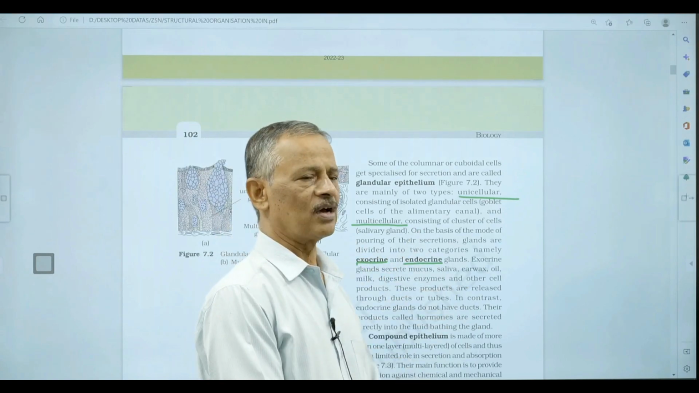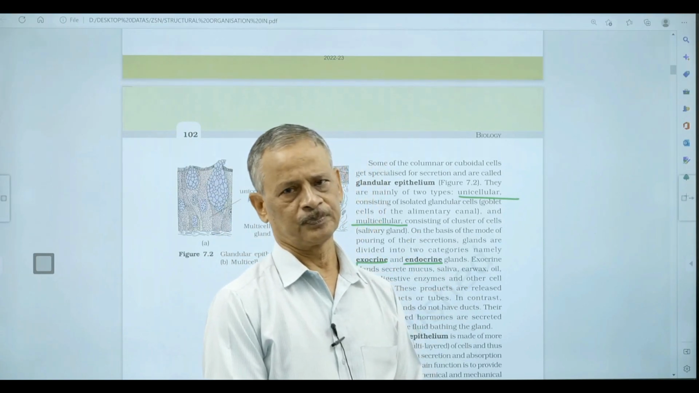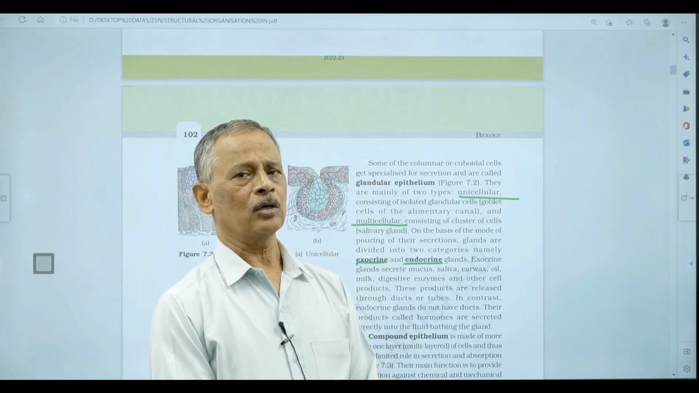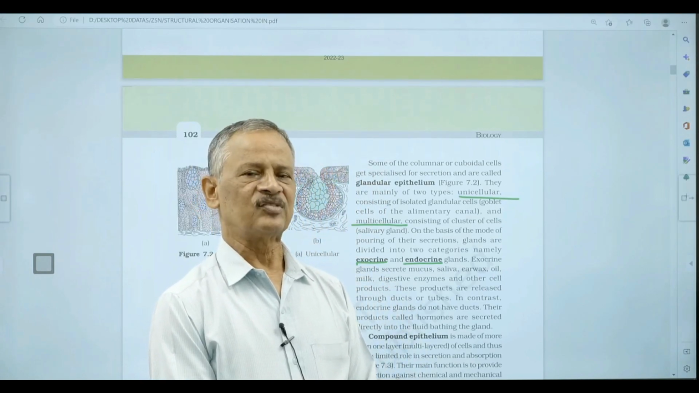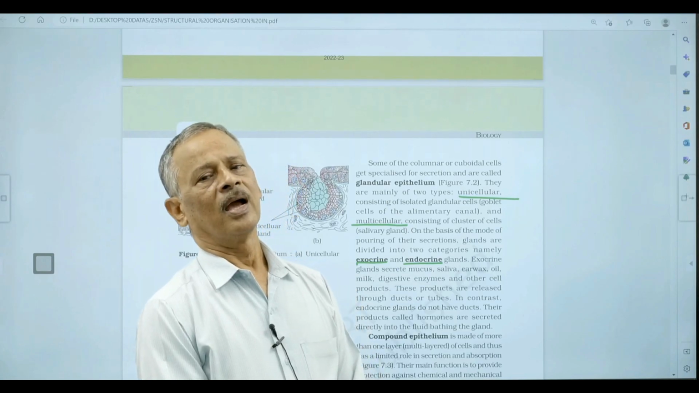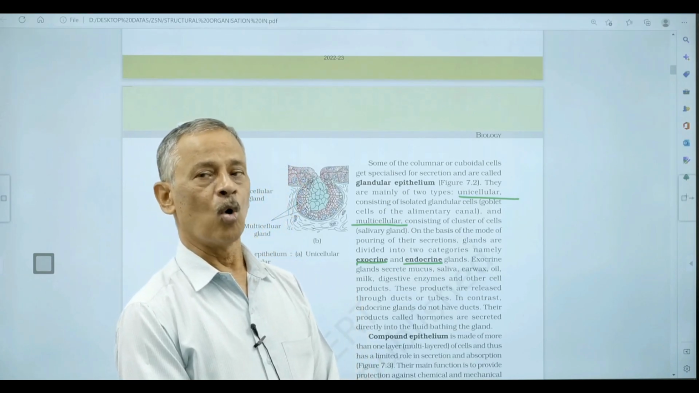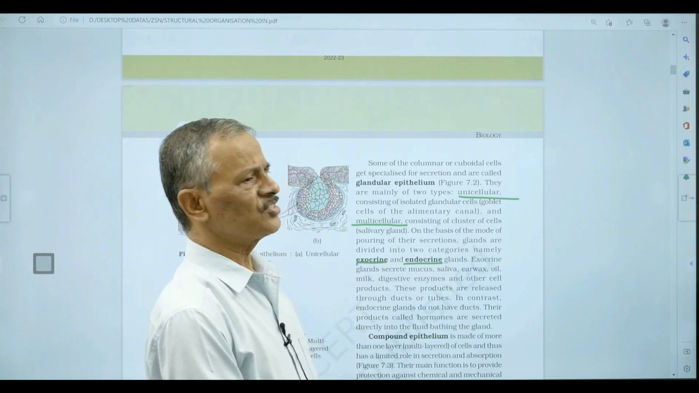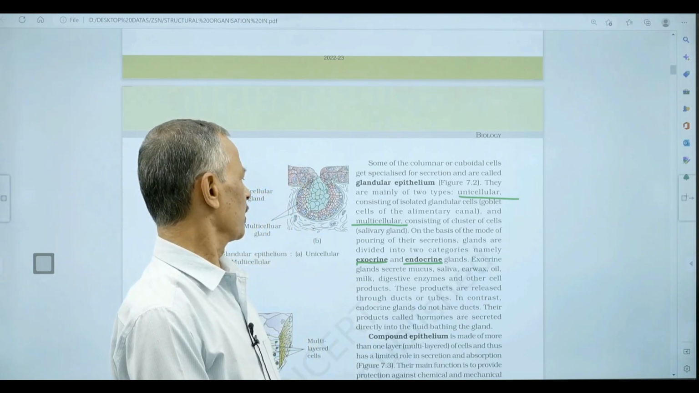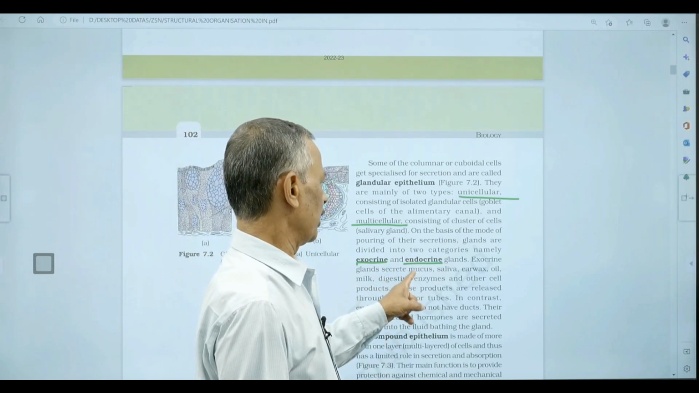And those which have no ducts, their secretions are poured into the blood inside the gland itself. And blood is taking them to different parts of the body. Then they are called endocrine.